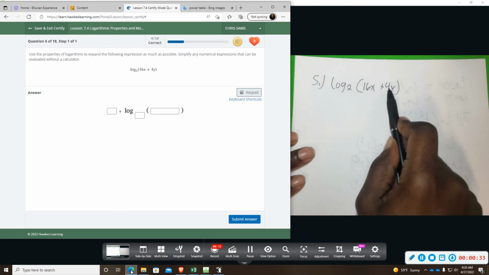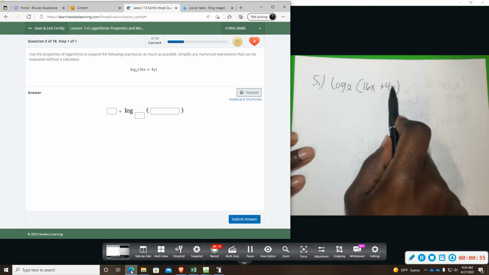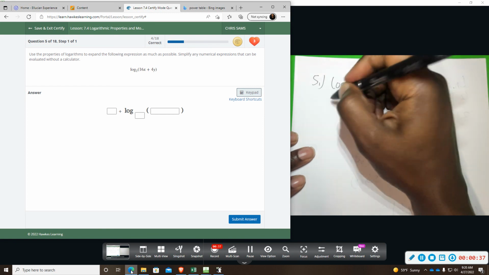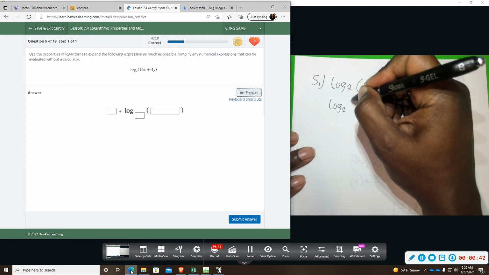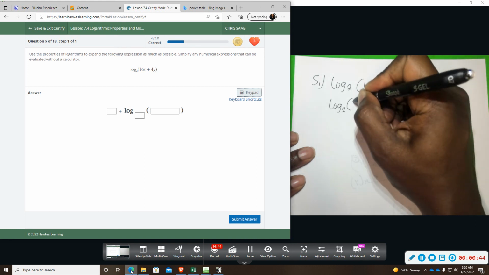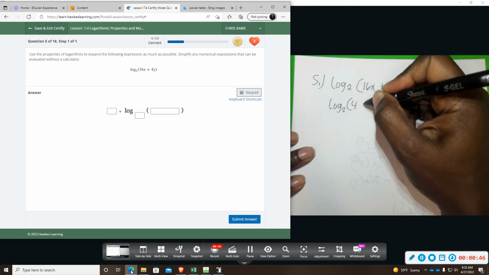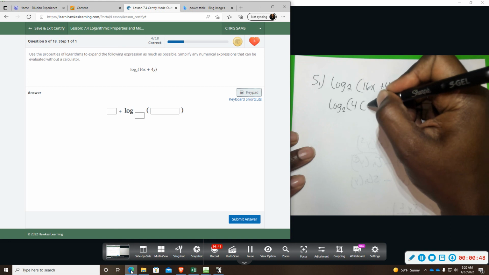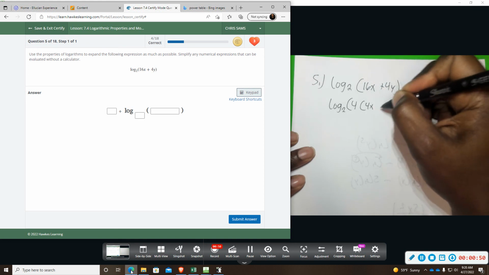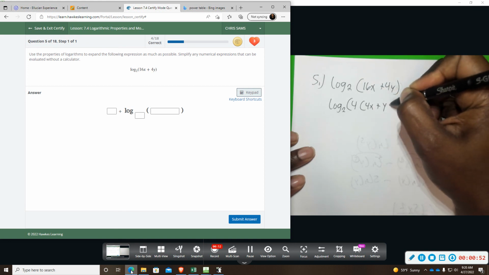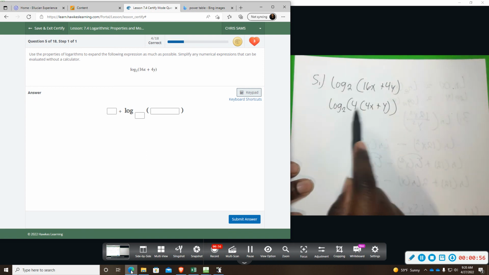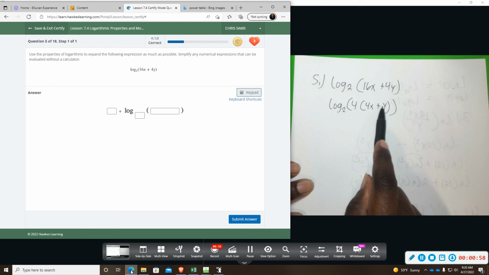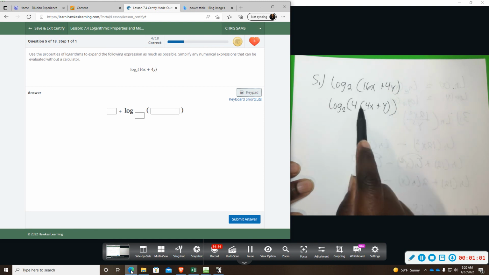We can factor out. Both of these terms have a 4 in common. So I can write this as log base 2, and then factor out a 4. And then what do I have left? Divide by 4, that will be 4x, and divide by 4, that will leave me with a y. So if you factor out a 4, you now have that multiplication property here. So you have 4 times this.